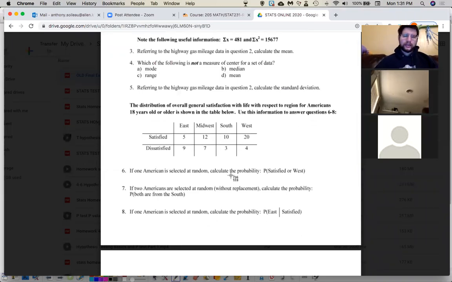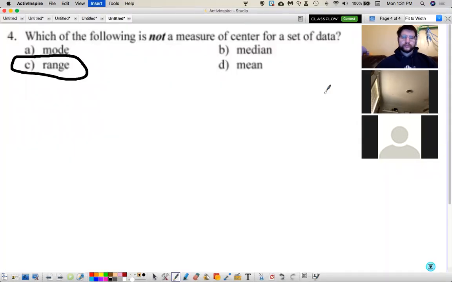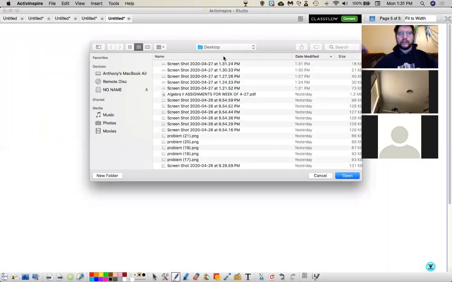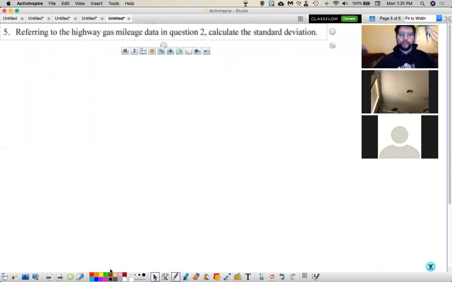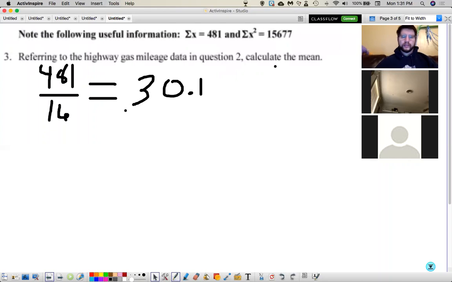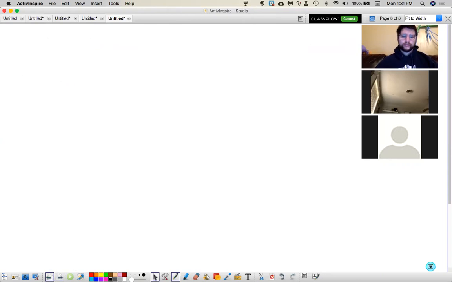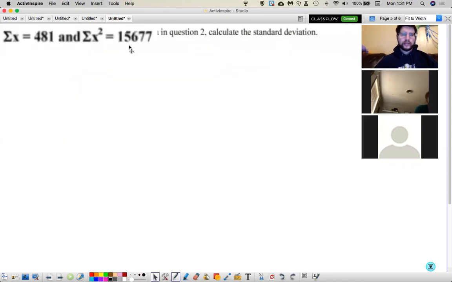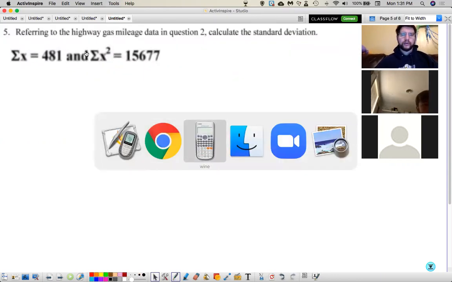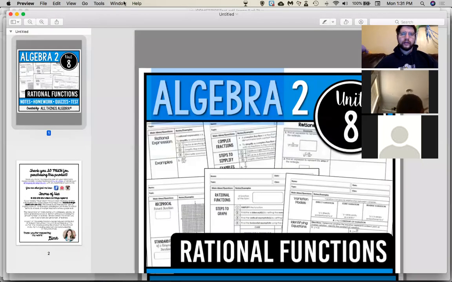So number 5 says calculate the standard deviation from this same problem. Now this one you might actually want to type in the calculator, but you don't have to. They do give us this information right here, so we can use that. It's entirely up to you if you want to type in the formula or you want to type each and every one of those little numbers in the calculator and do it that way.